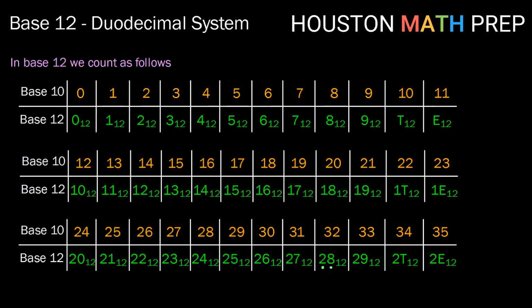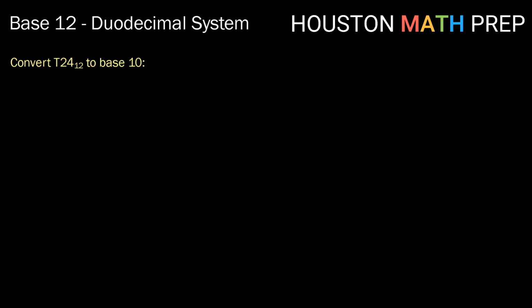We can continue in this way all the way up to EE base 12, which would be 11 groups of 12 plus 11, and then we would go to the next place value and start counting groups of 12 squared, or 144. So let's think about converting, all right?